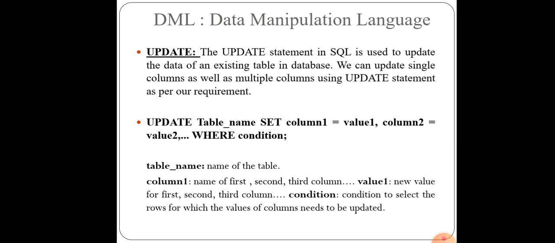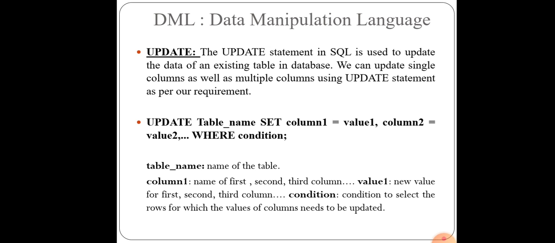Next is your update command. The update statement in SQL is used to update the data of an existing table in the database. So you can update single record also, or you can update multiple records simultaneously also. So the syntax for this is update, then specify the name of the table, then set column 1 is equal to whatsoever value you want to give to column 1, then column 2, and so on, where give the condition.